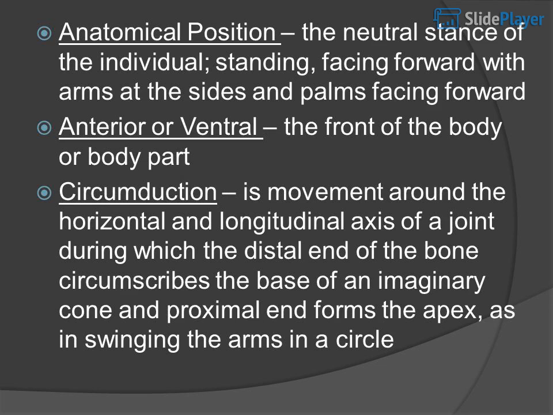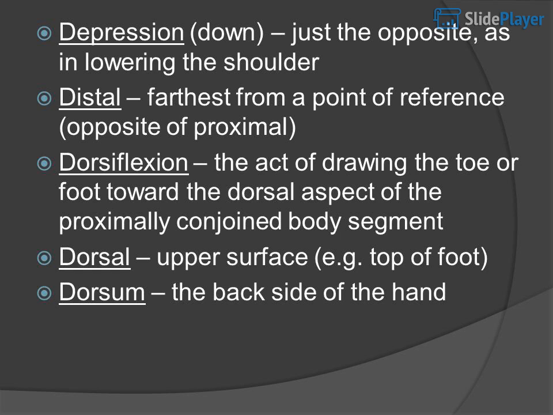Circumduction is movement around the horizontal and longitudinal axis of a joint, during which the distal end of the bone circumscribes the base of an imaginary cone and the proximal end forms the apex, as in swinging the arms in a circle. Depression: down, just the opposite, as in lowering the shoulder.